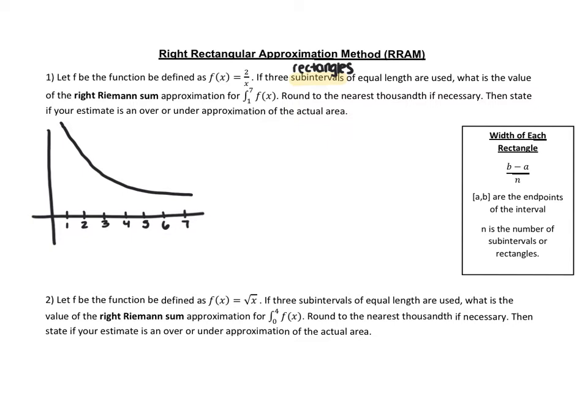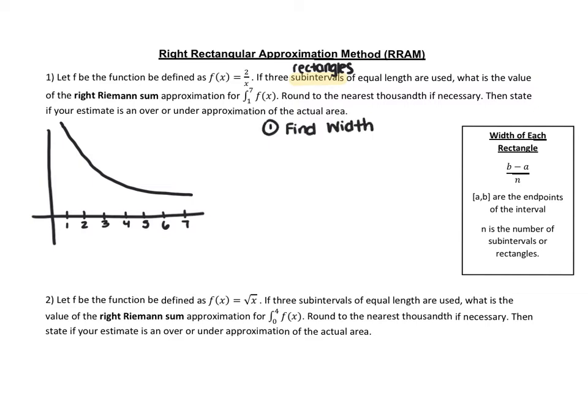But sometimes it's not going to be that obvious. So there's a formula that we can use to find the width of each rectangle. And here it is, b minus a over n. A and b are the endpoints of the interval, and n is the number of subintervals or rectangles that you're looking for. So the first step that I'll do is find the width. Now we already know it's going to be 2, but let's just prove it with this formula.